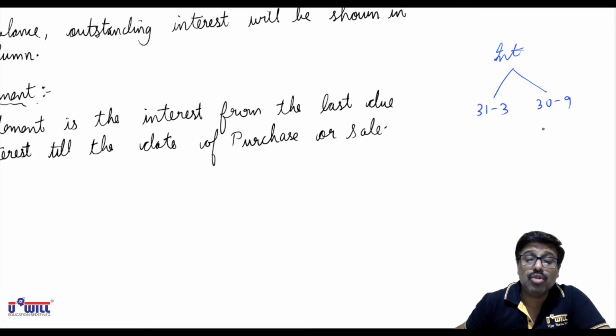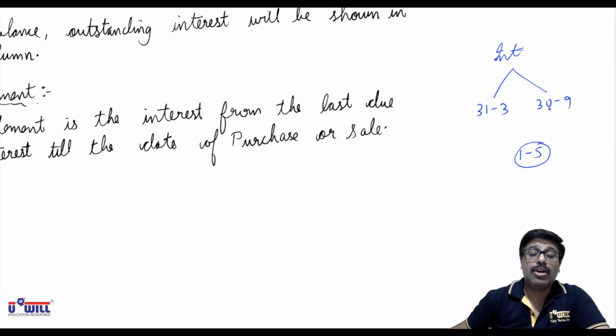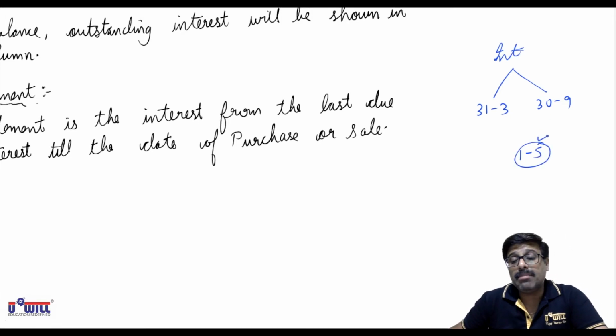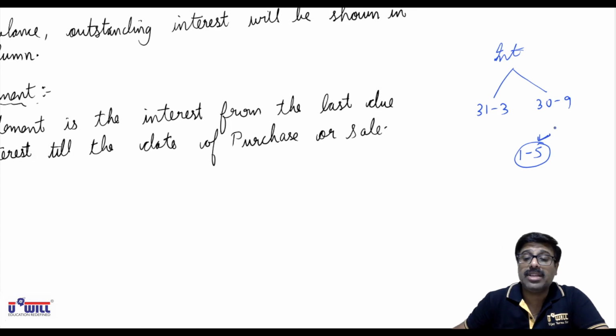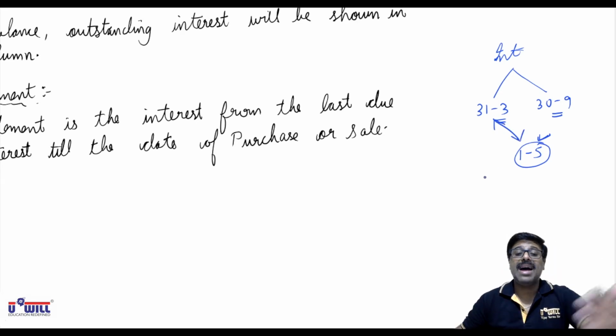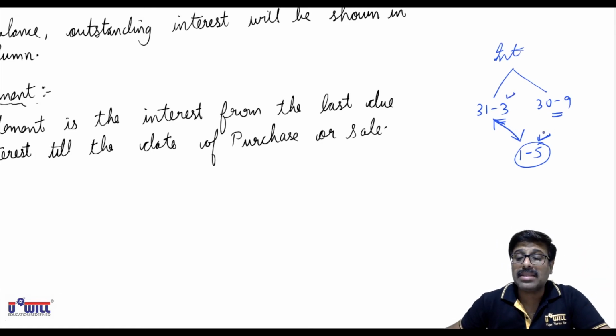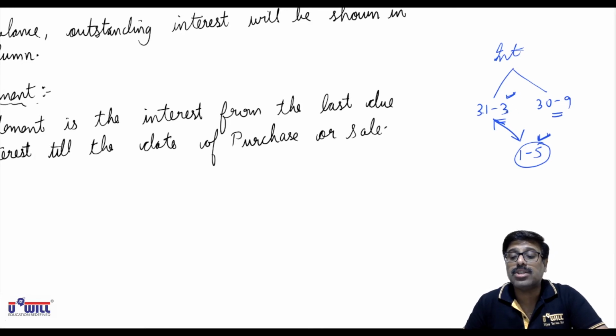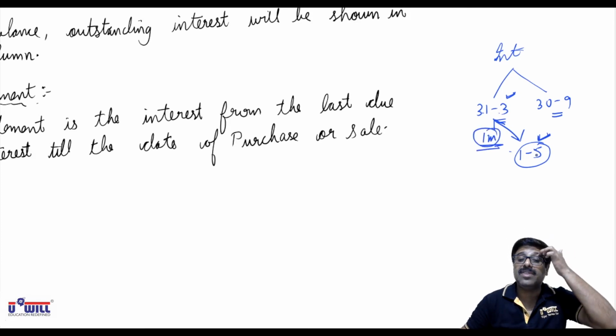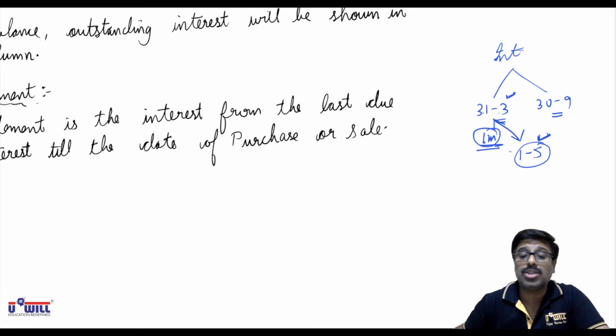Now, suppose you buy or sell a security on 1st of May. Then before 1st May, which date of interest will come? 31st March or 30th September? Obviously, 31st March will come before 1st of May. Means, before you buy the security, last interest the company paid on 31st March. Now you are buying the security on 1st of May. So interest element will be calculated from 31st March to 1st May, means only for 1 month, that is of April. In between 31st March and 1st May, only 1 month comes, that is 1st of April.